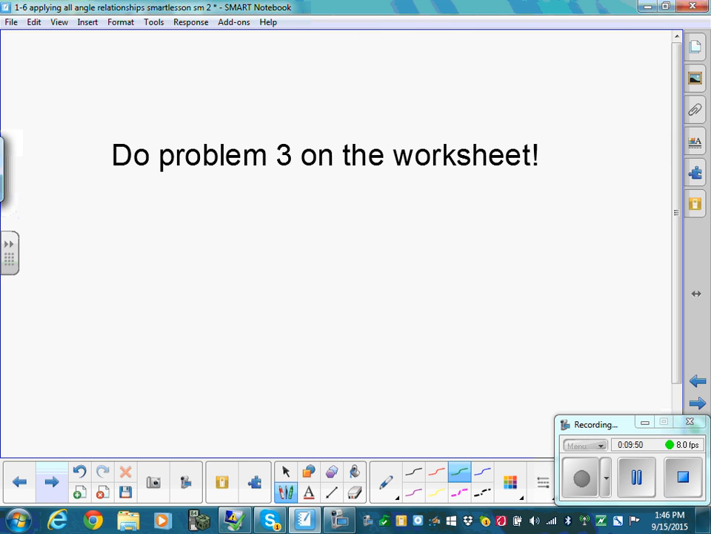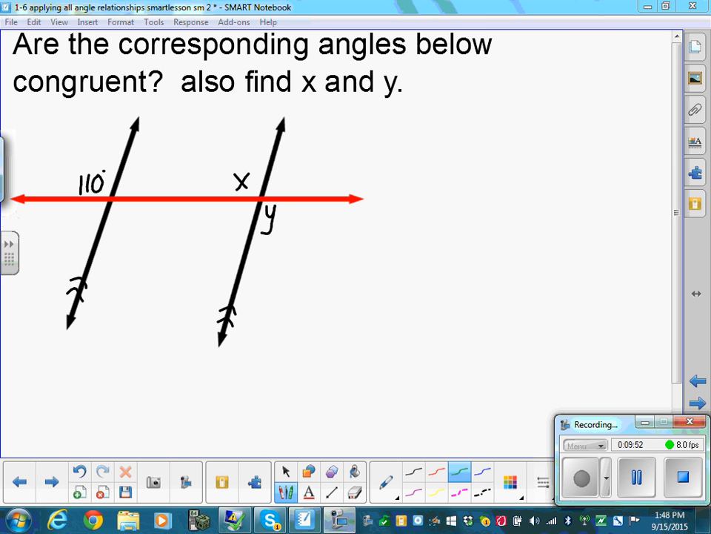Ready, set, go. Okay, I want us to go through these, and so I'm telling you that these black lines are parallel. Let's go through and find x and y using all this knowledge that we have, and then we can determine if corresponding angles are truly congruent. So we're going to go through these together. There's a couple different things we can look at here. There's different ways of solving every problem, and it just depends on who you are and how you do it.